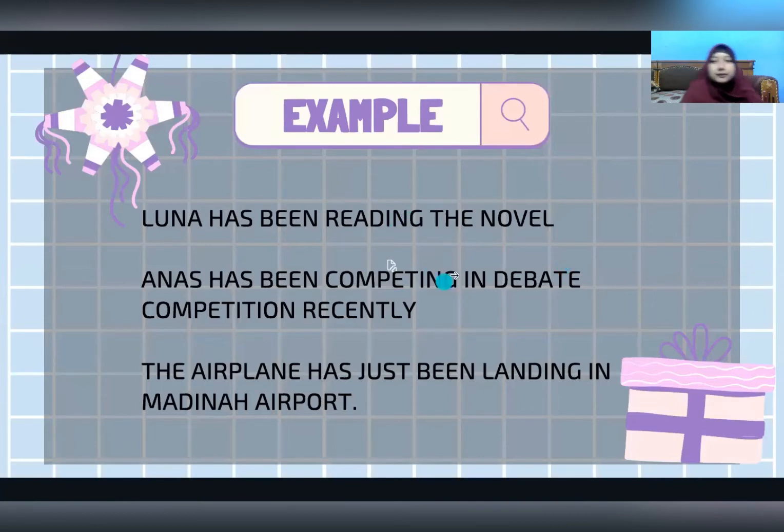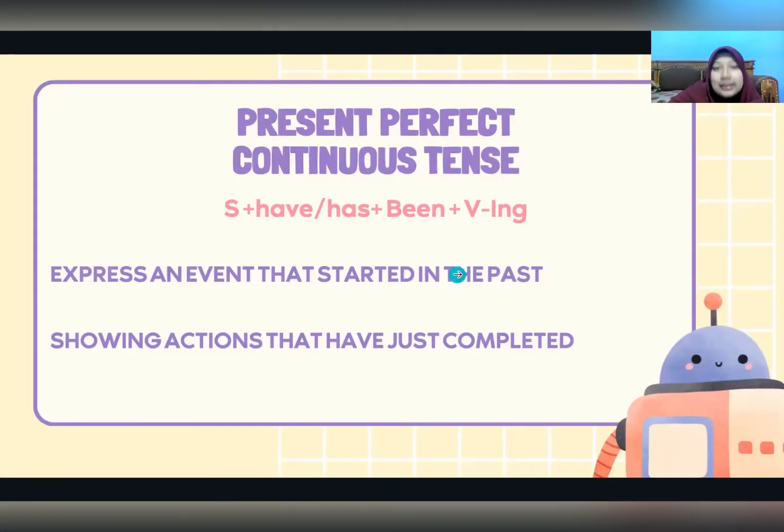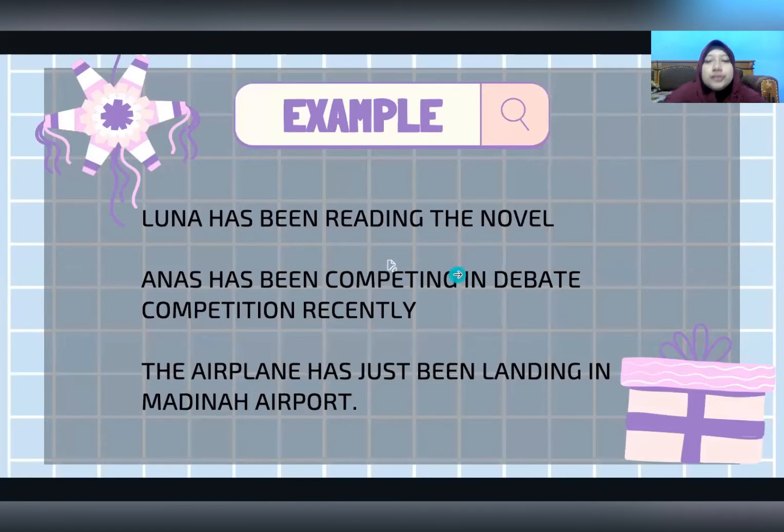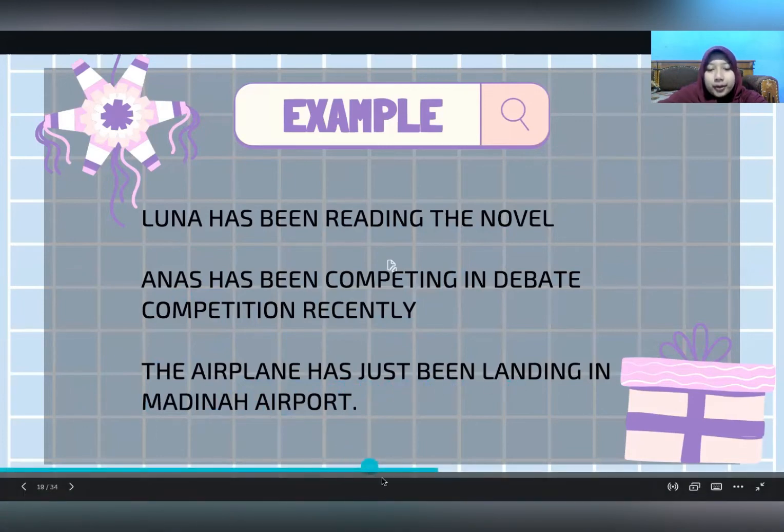So these are examples for the present perfect continuous tense. Luna has been reading the novel. Luna has been reading the novel. Second, Anas has been competing in the debate competition recently. And the airplane has just been landing at Medina Airport.